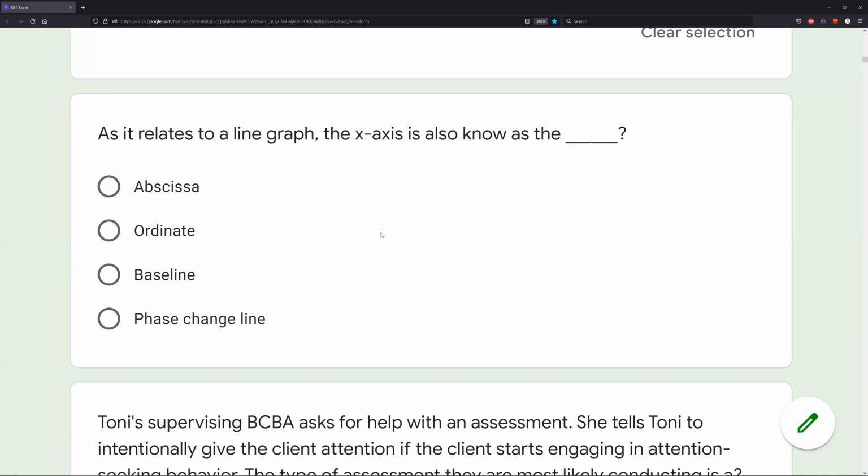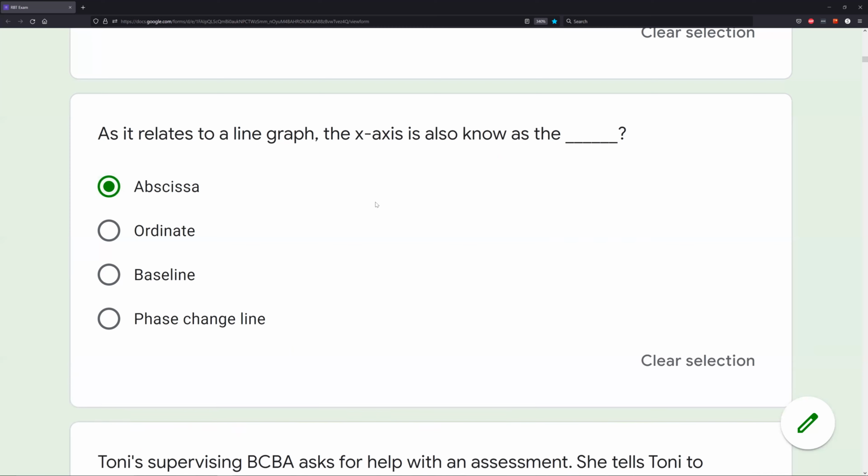Baseline data goes on the line graph, but it's not necessarily the X or Y axis because it's going to be on both. It's going to be on the graph. Same with the phase change line. It's going to indicate when our intervention changes, or when we go from baseline to intervention. They just want to know what the x-axis is also called. It's also called the abscissa. And again, the y-axis is also known as the ordinate.